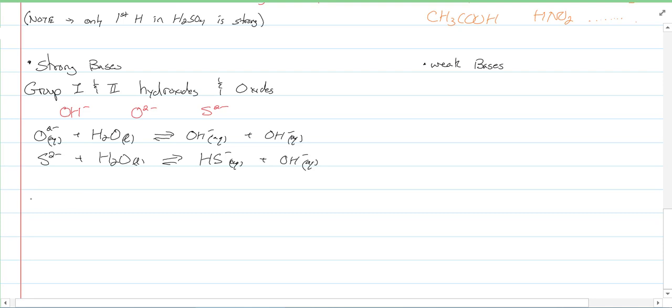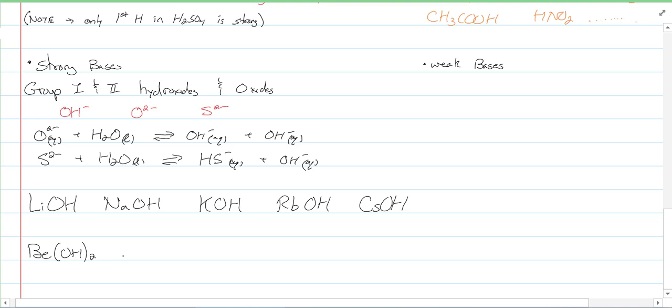So when we talk about group 1, group 2 metals, I've got lithium hydroxide. Obviously, hydrogen hydroxide would be water, doesn't count. Sodium hydroxide. Potassium hydroxide. Rubidium hydroxide. And cesium hydroxide. You've got Be. Well, let's give a space. I've got plenty of space. Beryllium hydroxide. You have magnesium hydroxide, calcium hydroxide. I always throw down calcium oxide too. We have strontium hydroxide and barium hydroxide.